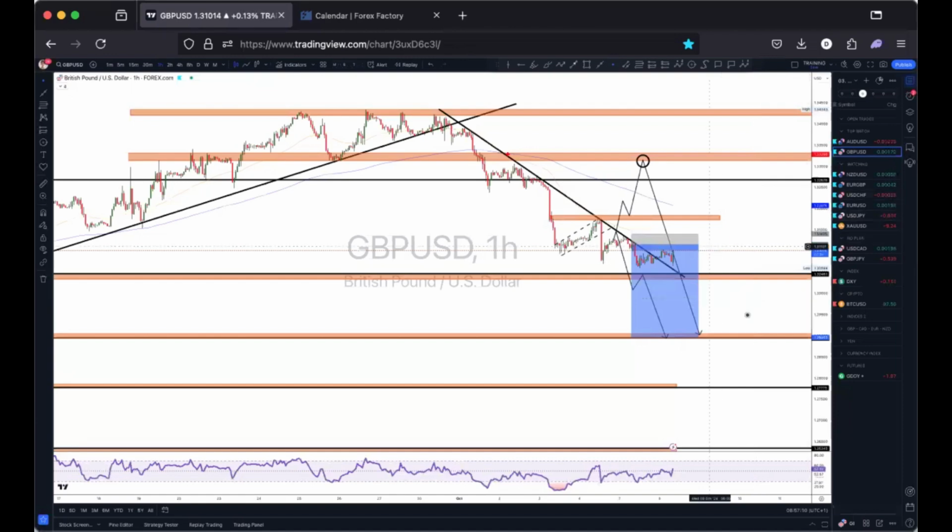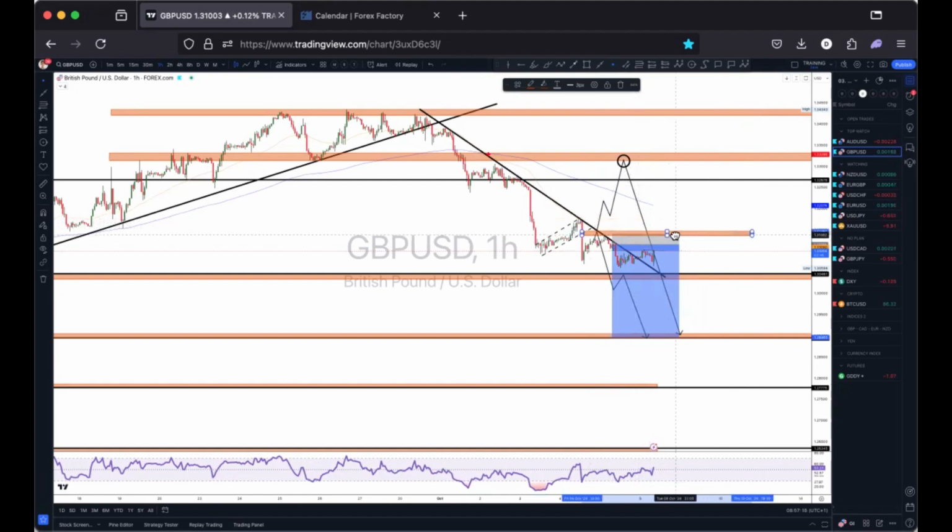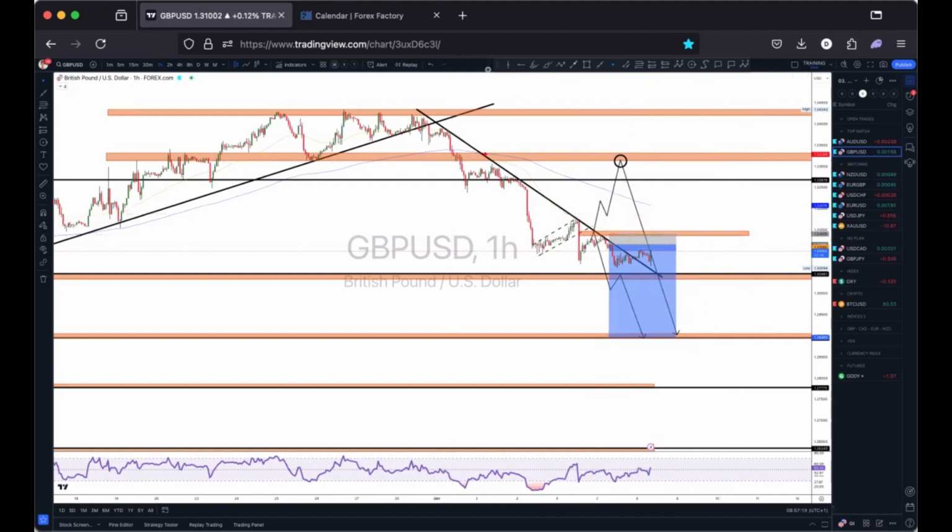So moving forward, I generally don't have any serious setup on pound dollar right now. But first things first, I wouldn't want this up to be broken. I wouldn't want this particular supply zone to be broken.